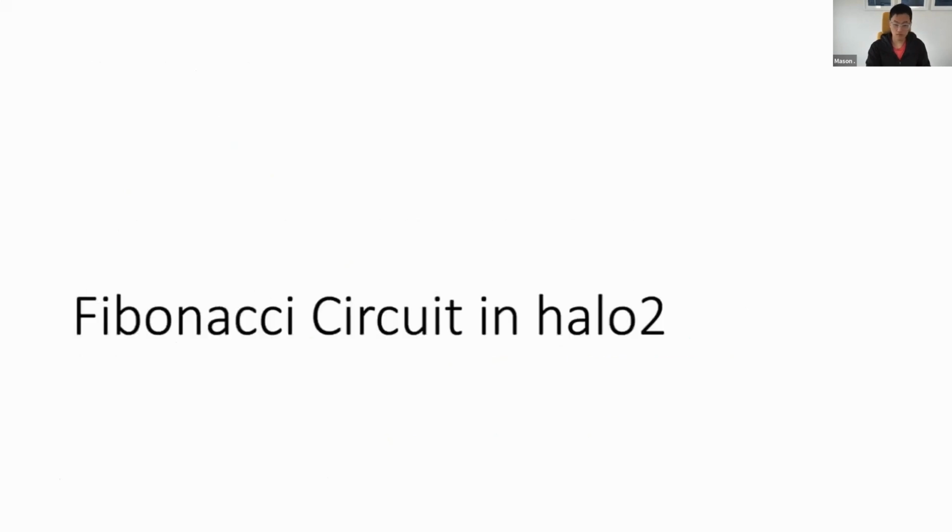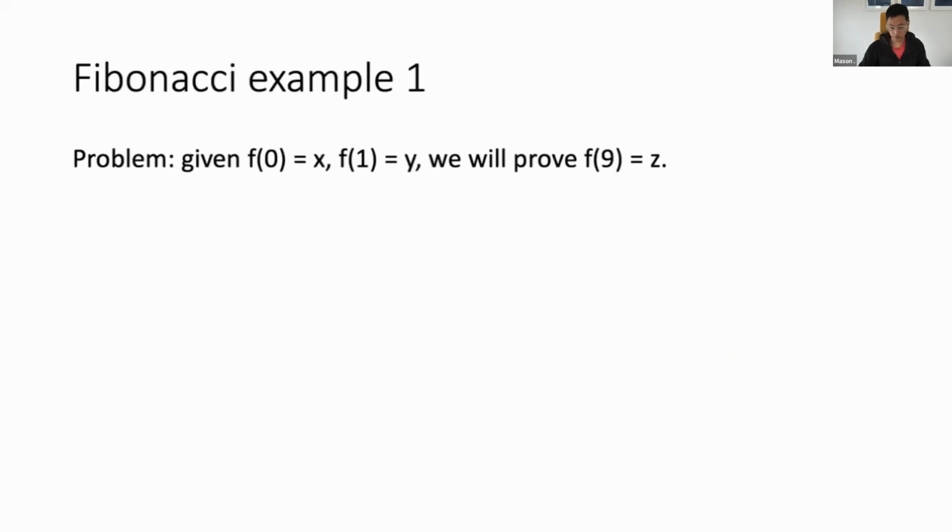Okay, so just to have something to talk about, here's everyone's favorite Fibonacci circuit in halo2. Just in case you forgot, you want to prove that given this recurrence relation, a2 is equal to a0 plus a1, given two arbitrary starting values, that f9 is equal to z for some public input z. And I guess x and y are also going to be public. Actually, wait, sorry, I take that back. X and y are just advice columns here.